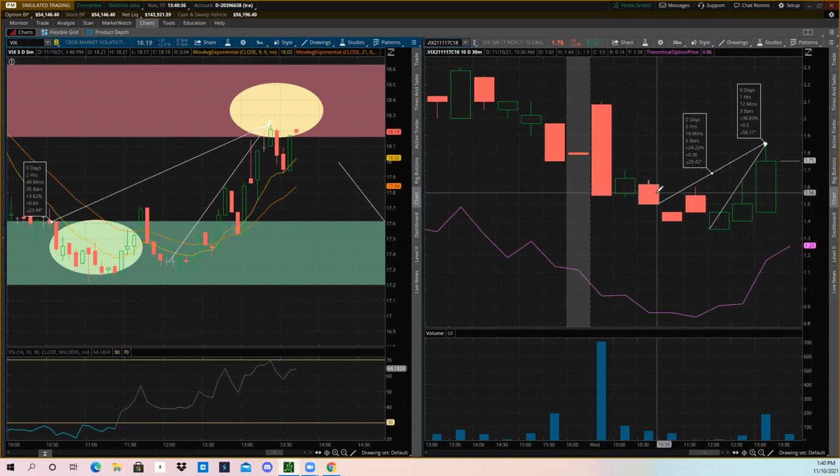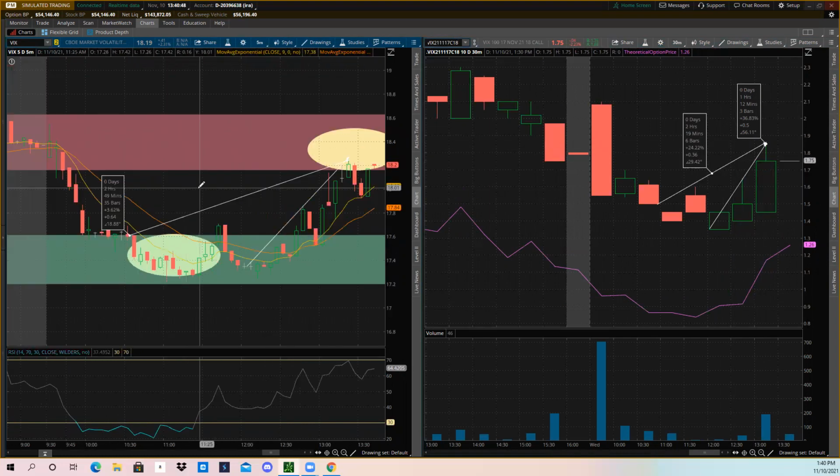If you bought at 10:30, this is the close of the 10:30 candlestick, as you can see down here. To that high, it's 24%. And that's if you bought at the top of our demand zone, so that's not a perfect entry.